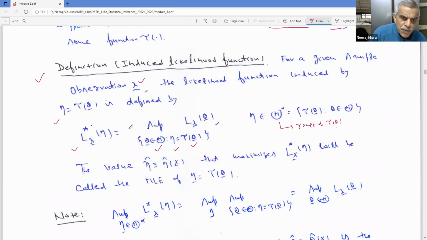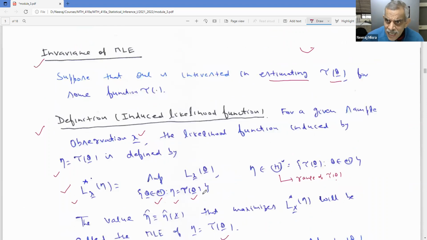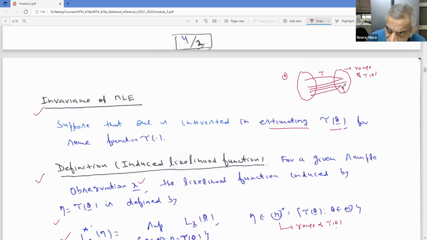So I look at the supremum of this. Through this, I can get a likelihood function induced by tau theta. Then I look at the value eta hat that maximizes Lx star eta, and that will be called the MLE of tau theta. That's a very intuitive way of defining the MLE. When I'm considering the eta, I've considered the supremum over this. Now, if I keep on varying over etas, I can get the supremum over all of these.